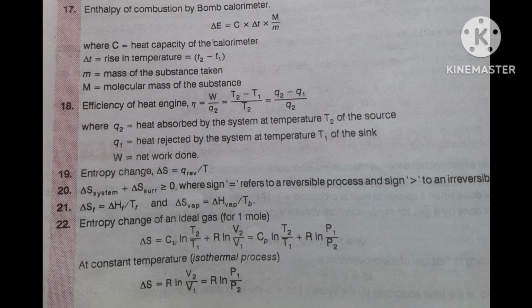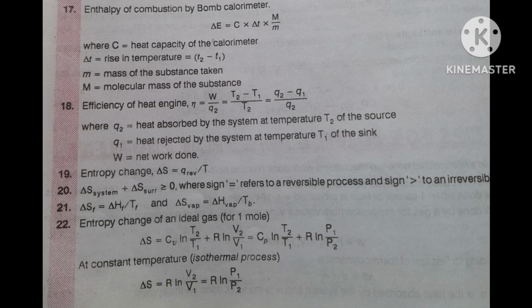Then this you mug up: G is equal to H minus TS. Then in terms of free energy change also you can write, in place of G you write delta G, in place of H you write delta H, and T is a constant, leave it like that. And for the S, you write delta S. Then delta G is equal to delta H minus T into delta S.